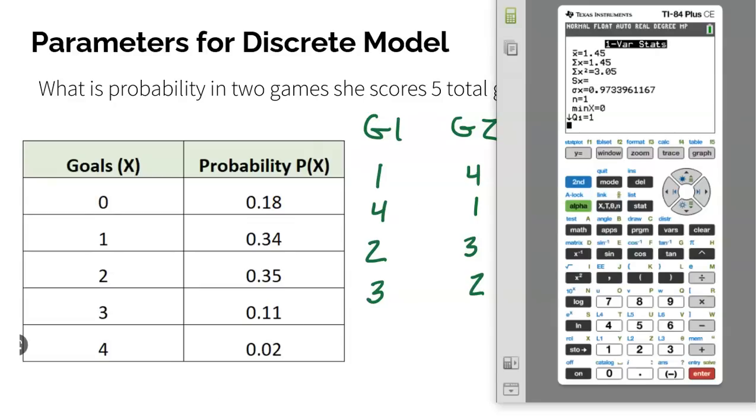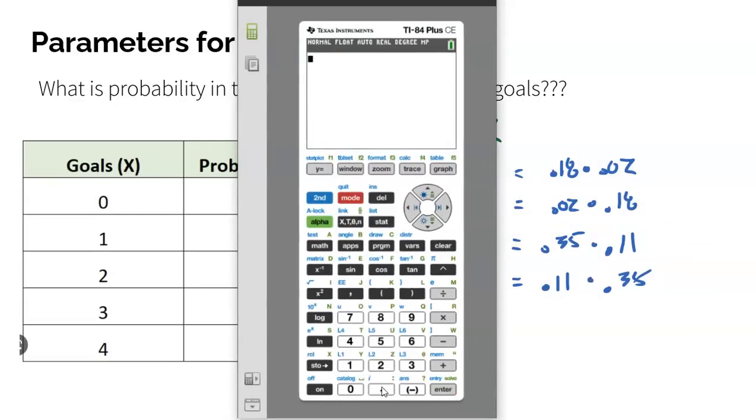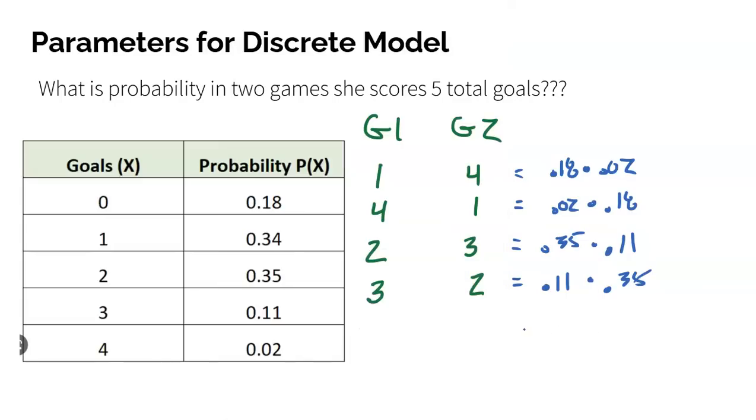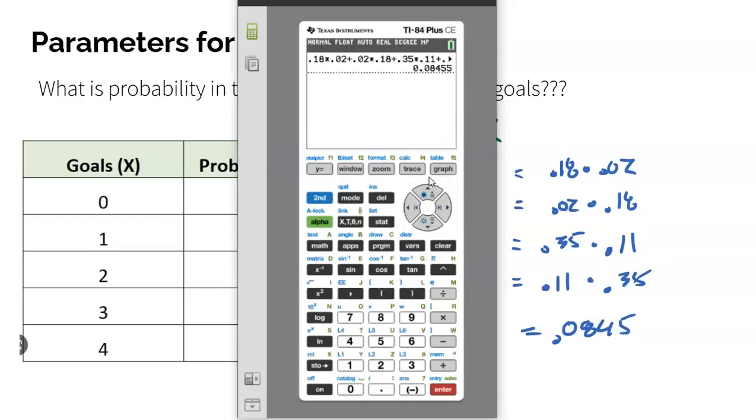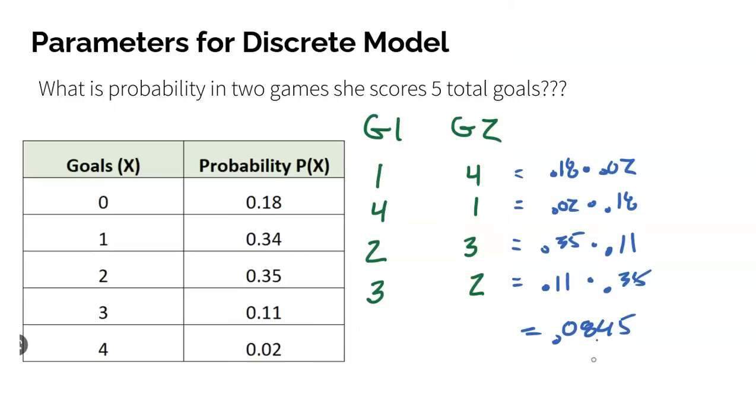So I'm going to go and grab my calculator here, slide it over so you can see my work here. So 0.18 times 0.02 plus, now the other way around, 0.02 times 0.18 plus 0.35 times 0.11, and then again the other way around, plus 0.11 times 0.35. And we get 0.0845 as our total. Now, I have a tendency to type things in incorrectly in my calculator, so I just want to go back and double check that worked. Yeah, I think that's good, and I'm sure you'll let me know if I'm wrong. But again, that would be the total probability of her getting 5 goals in 2 games.